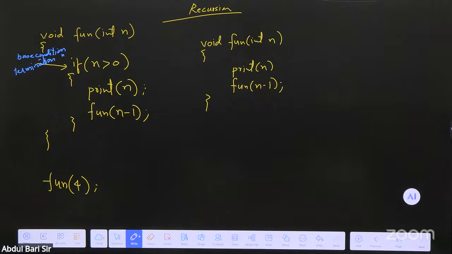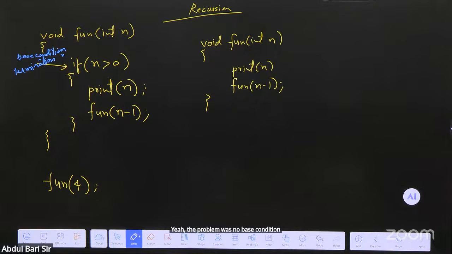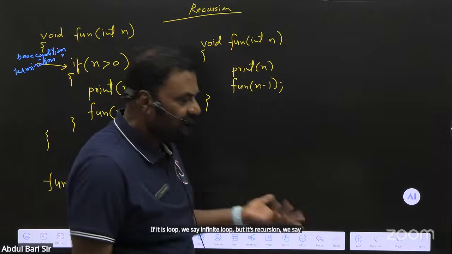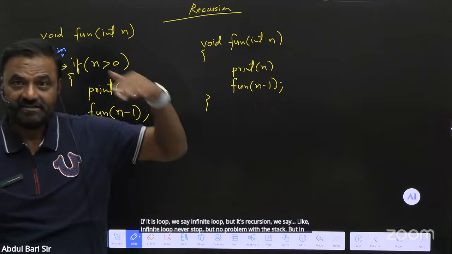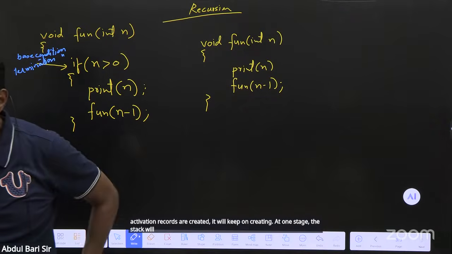Yes, infinite loop. We don't say infinite loop, Tarun. We say stack overflow only, because it's not a loop. Yes, when a function is called, only then is an activation record created. Yes, very good. The problem was no base condition, and it will cause a stack overflow. If it is a loop, we say infinite loop, which never stops but causes no problem with the stack. But in recursion, as activation records are created, they keep on being created. At one stage the stack will be full and it overflows, so stack overflow.